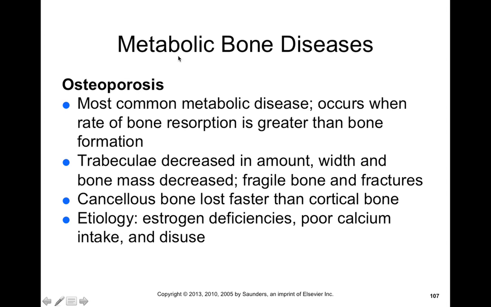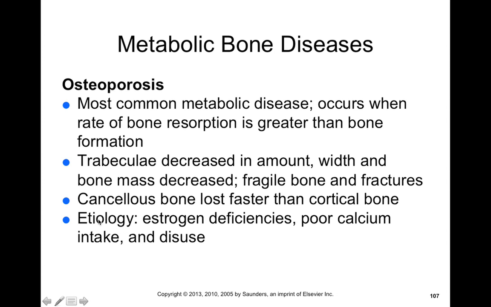Now, osteoporosis we consider a metabolic bone disease. It's one of the most common metabolic diseases. So it occurs when the rate of bone resorption is greater than formation. What we find is that the trabeculae or spongy bone decrease in amount, in width. This overall decreases your bone mass, which makes bone more fragile. Now, cancellous bone is lost faster than cortical bone, so you find more spongy bone lost before you have compact bone. However, spongy bone plays a significant role in the structure of your bone. So, although it's spongy, by losing that structure, you still make bones weaker.